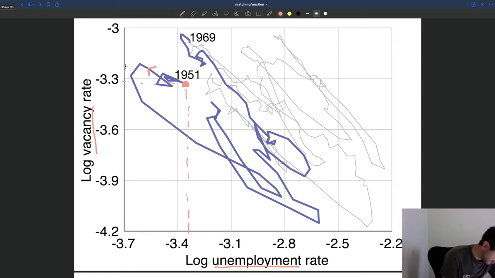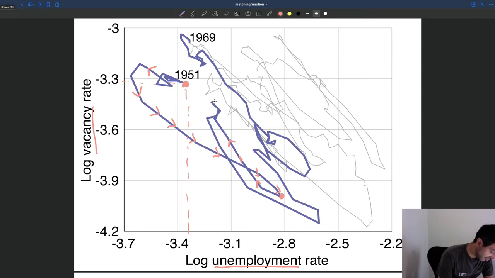You can see here we're starting to go down, as time goes by. Now we're in the late 50s and the 60s, and you can see that when your unemployment rate is going up, your vacancy rate is going down. So here is where the unemployment rate is the highest. Here you have a recession. Then things recover, you start to move back up along this line. And so you can see that as things recover, the unemployment rate goes down and the vacancy rate goes up.